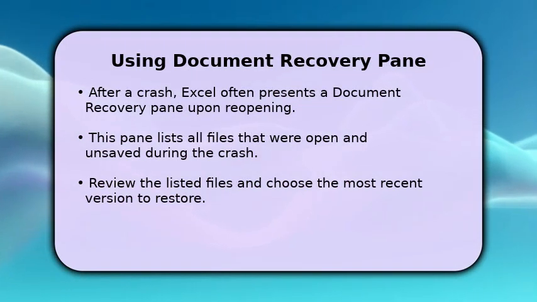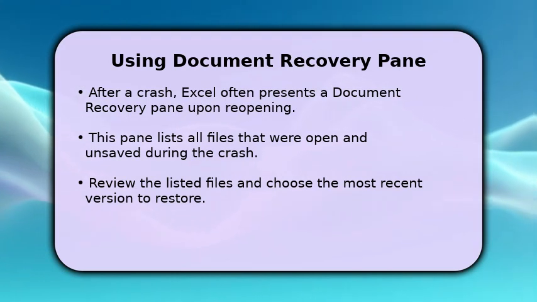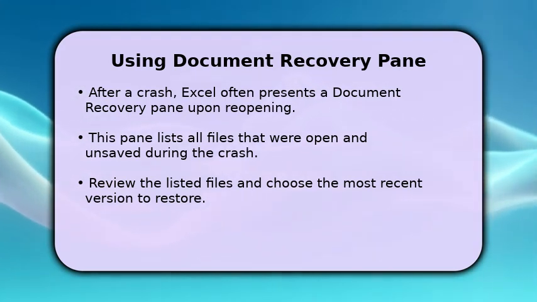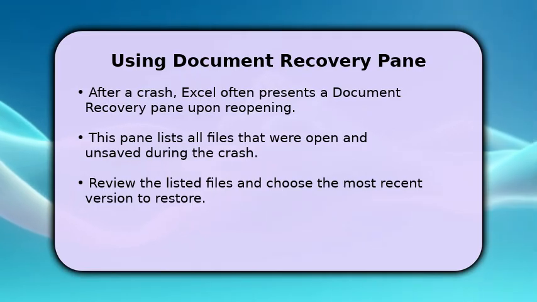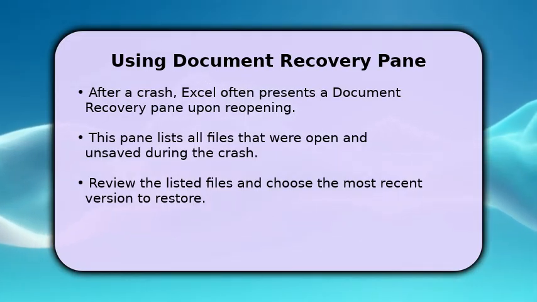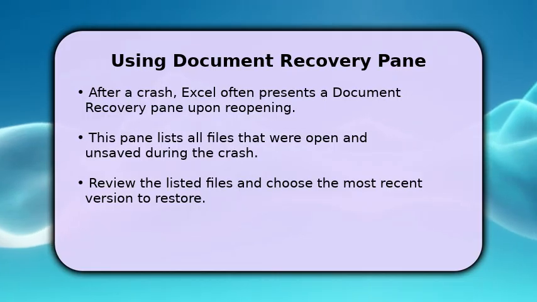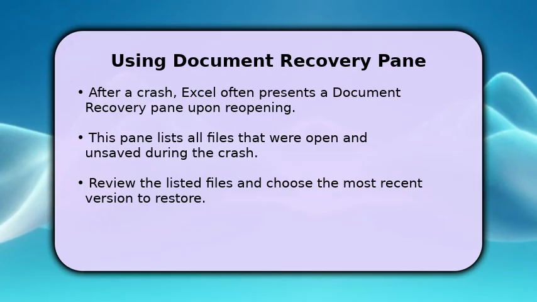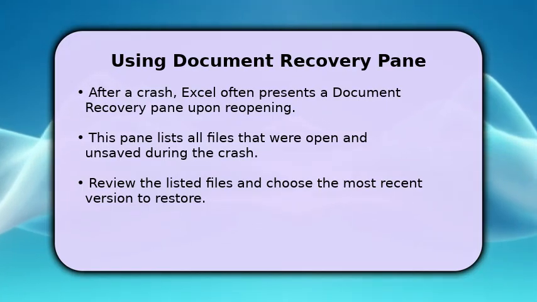Finally, if Excel crashed, you might be in luck when you reopen the application. Excel often displays a document recovery pane on the left side of your screen. This pane lists all files that were open and unsaved when the program unexpectedly closed. Carefully review the listed files, select the most recent version of your spreadsheet, and click to restore it. This is often the easiest recovery method.